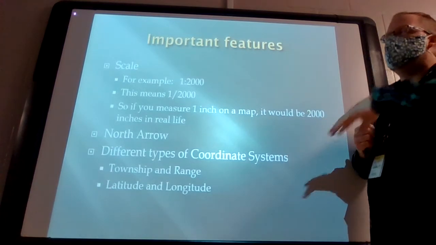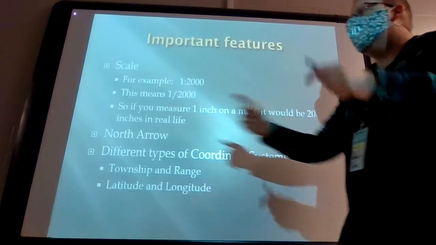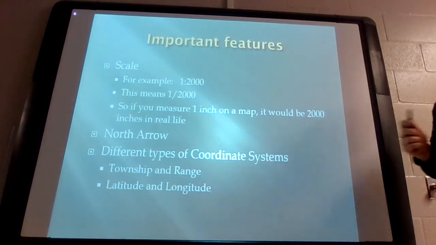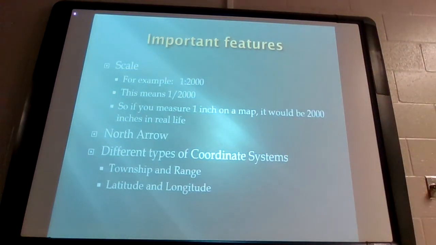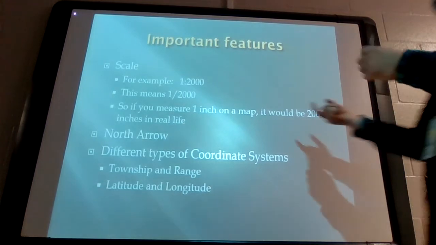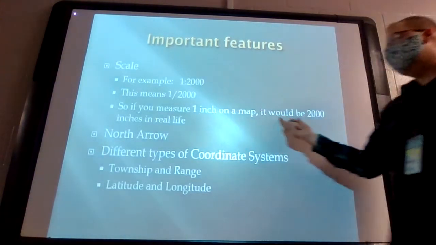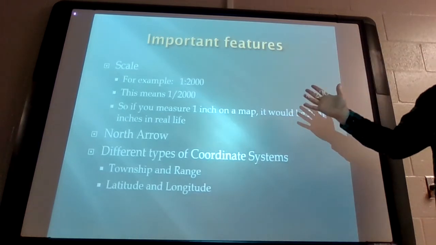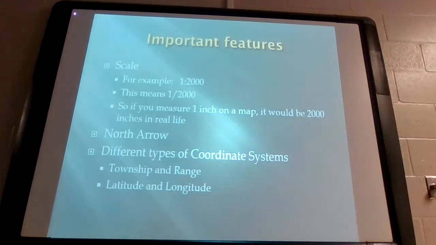So the next thing we move to, important features on a map. The number one important feature is going to be a scale. Any good map will give you a scale. And this is essentially your relationship between a distance on the map and a distance in the real world. So if your scale is 1 to 2,000, if I measure an inch on the map, in real life, that would be 2,000 inches. If it's a foot on the map, in real life, it would be 2,000 feet. That's my scale. So for example, this map has a scale down here at the bottom of 1 to 250,000.